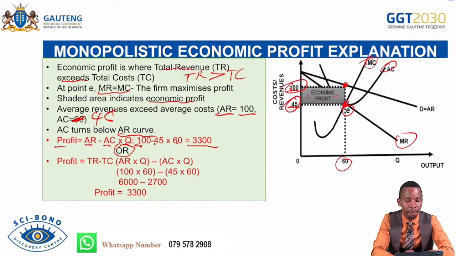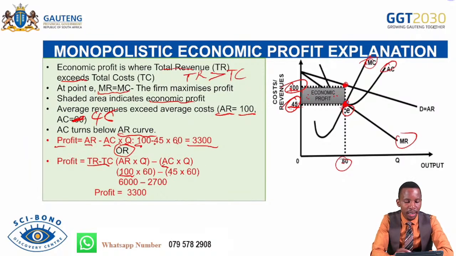We can say total revenue minus total cost, which can be worked out in this form. We open the bracket, we say average revenue times quantity, close the bracket, minus, open the bracket, average cost times quantity, close the bracket. And then let's substitute. Our average revenue is 100, times quantity, which is 60, close the bracket, minus, our average cost is 45, times quantity, which is 60, we close the bracket.